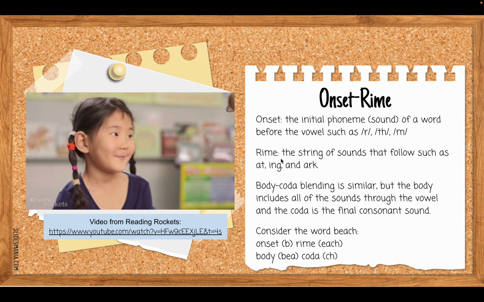that initial consonant. So you'd have, like, r is your onset and at is your rhyme for the word rat, or th for your onset, ing is the rhyme, or m for onset, ark, right, for the word mark.